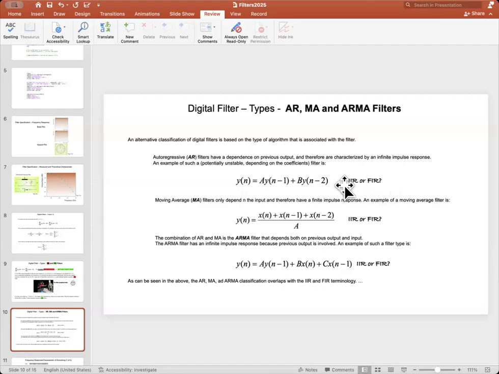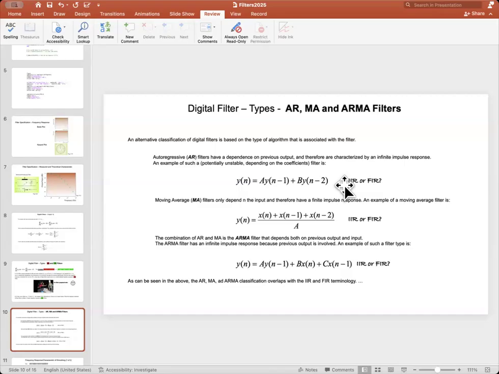Since it's a bit difficult to have a discussion here with the Zoom, I will answer that question. Since there is always a little bit of the past in there, of course, this is an infinite impulse response filter because it will never completely die out.